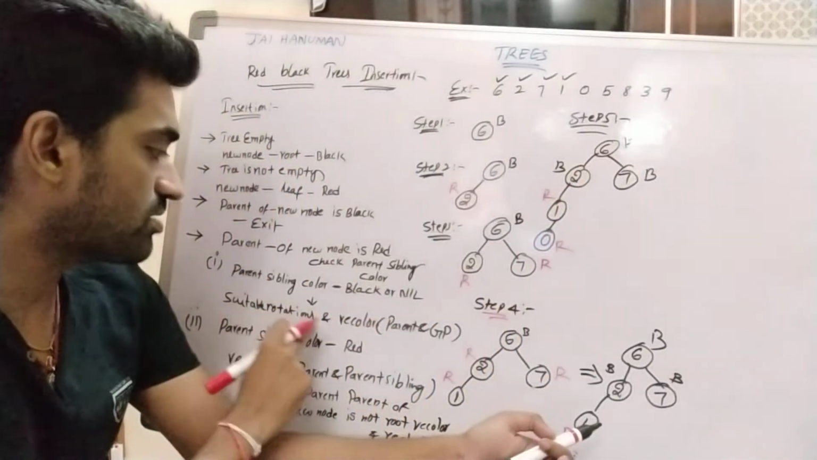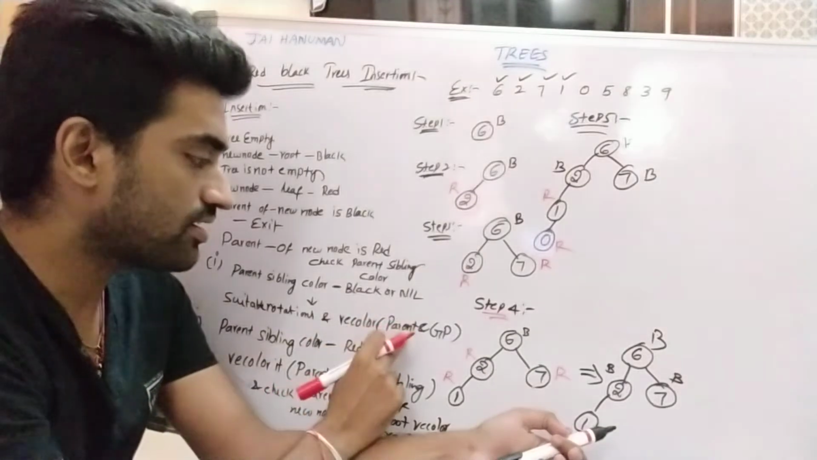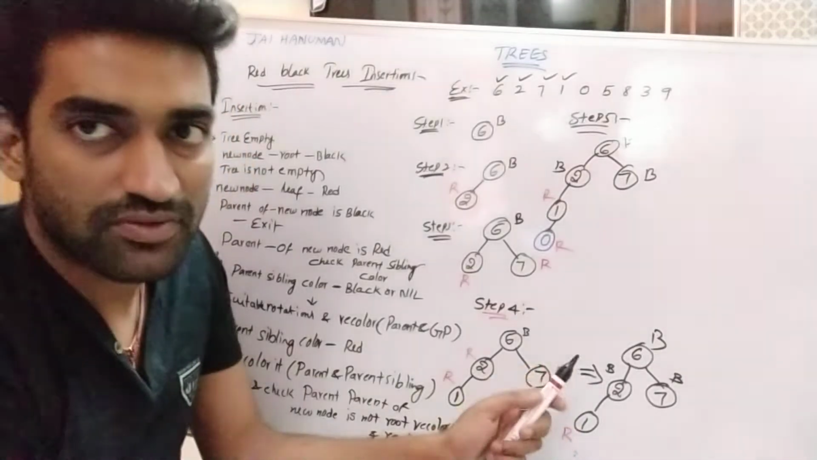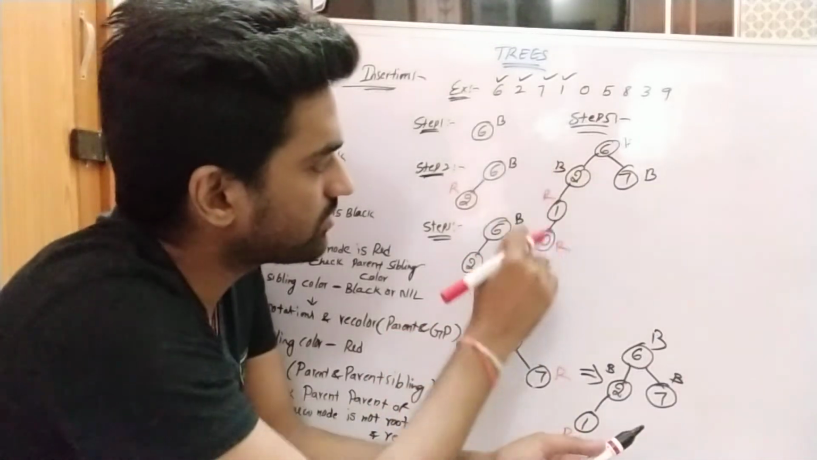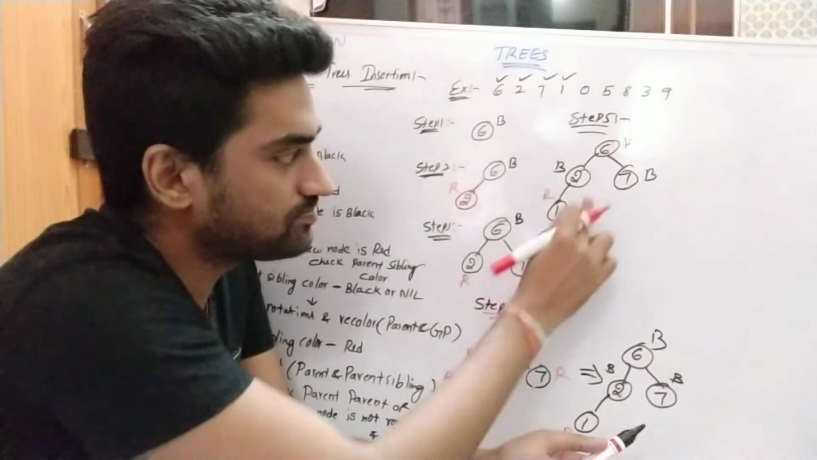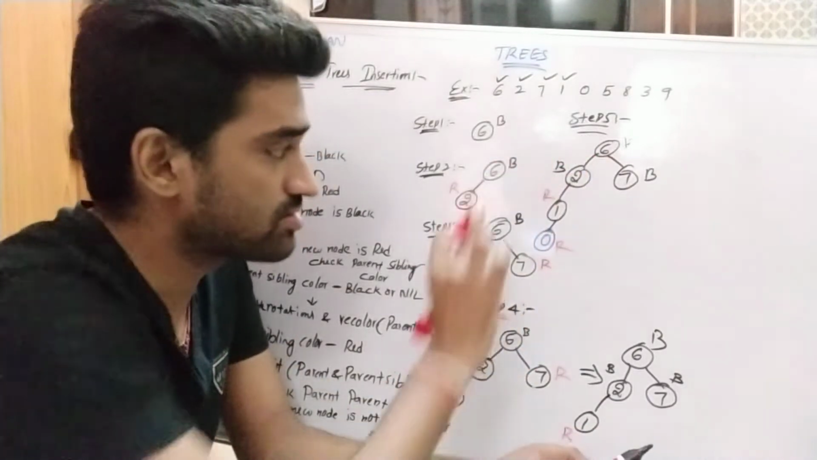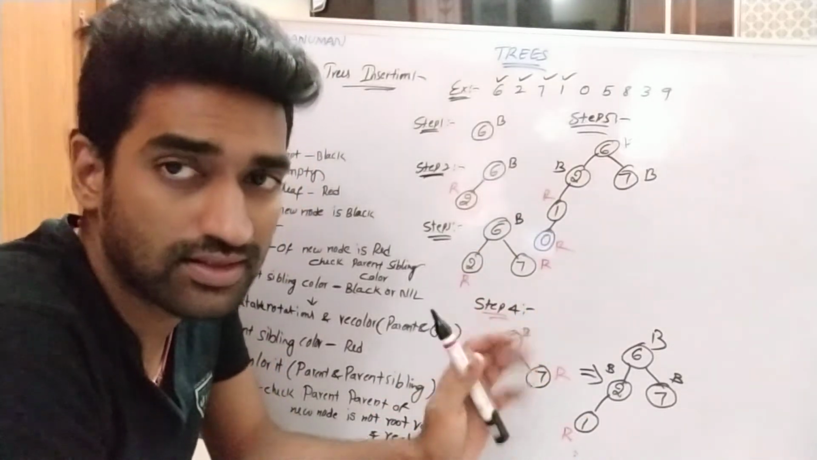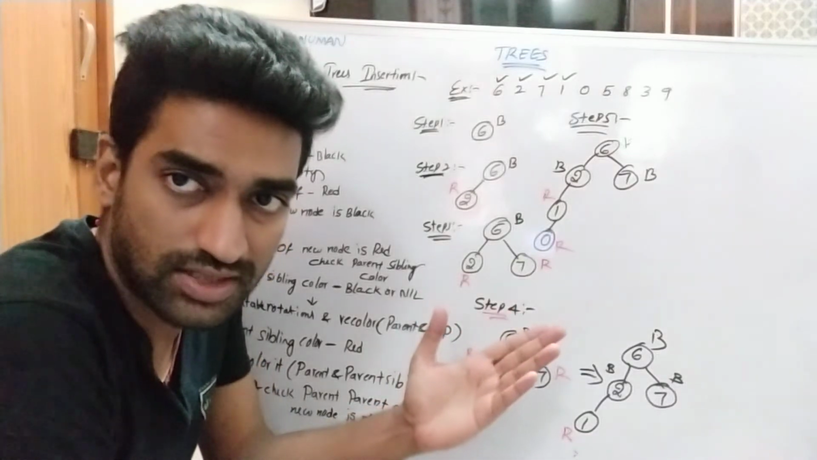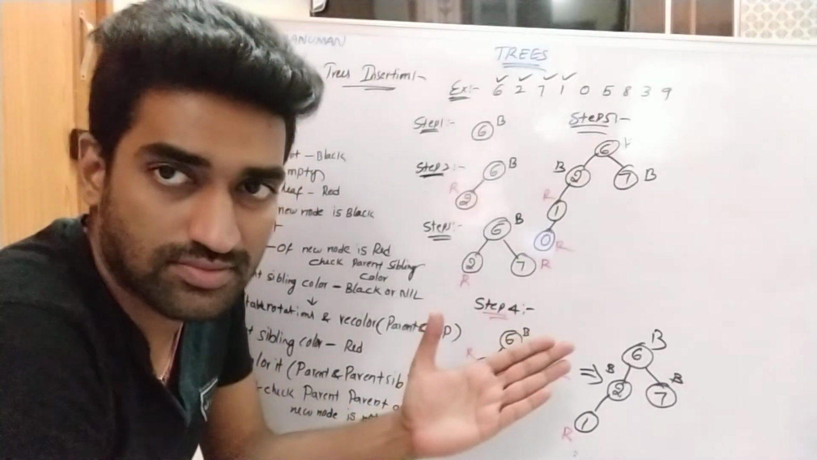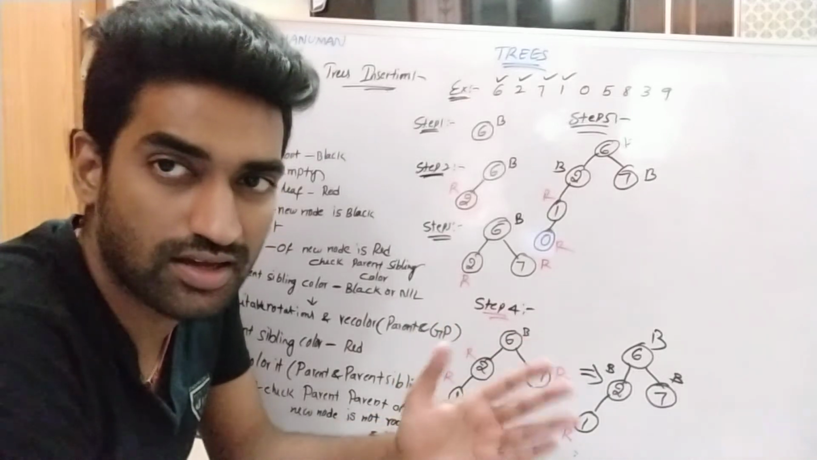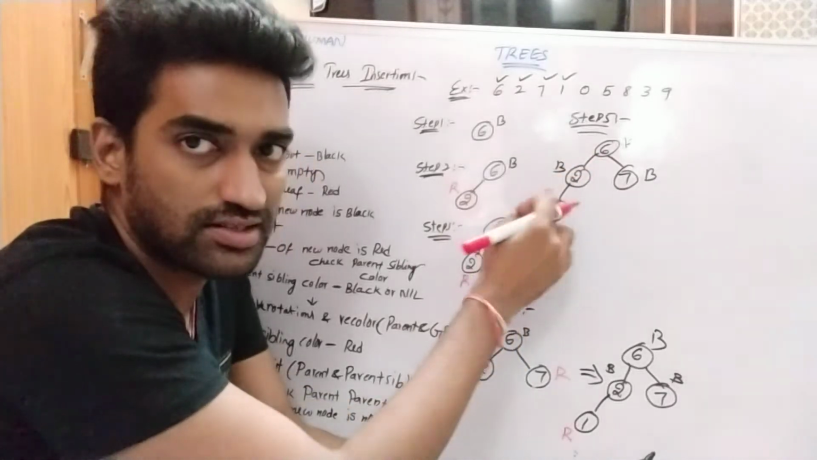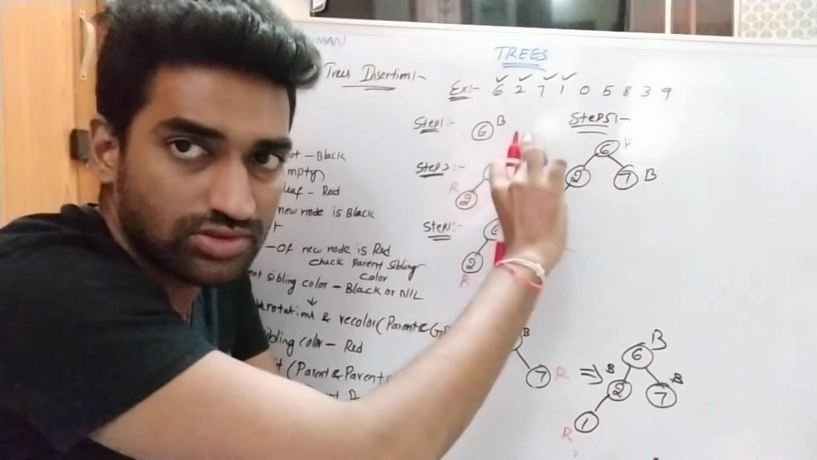Then we perform suitable rotations and recolor. The recolor operation is applied on the parent and grandparent. First of all we perform the rotation. The conflict has occurred here, so this is an LL rotation, simply moving towards the right. These rotations were already discussed in AVL trees. Please go through that video, then you can understand the rotations: LL rotation, RL rotation, RR rotation, LR rotation, right? Here this is a left skewed binary tree, so we apply LL rotation, moving towards the right.